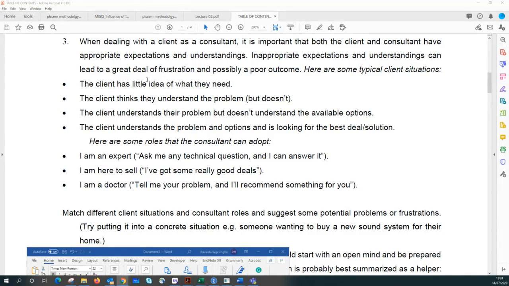Yes, true. First one is the best for the second role, I think. Okay, second role. Do you mean this, I am to sell, right? Do you think that's good for these two? Now, in the first two, let's go through again. In the first two situations, the client has little idea, right? And the client thinks they understand the problem, but doesn't, right?